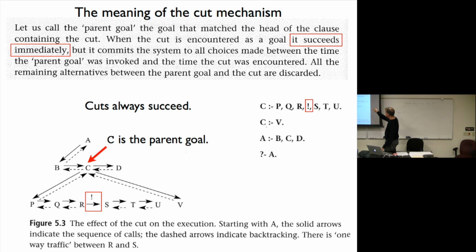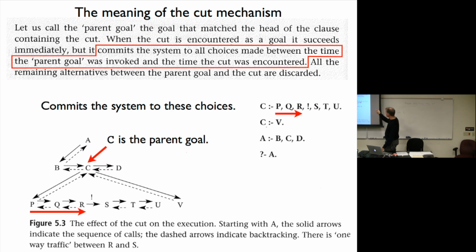When the cut is encountered as a goal, it succeeds immediately. So do you see right here in this box? Now remember, C is the parent goal. But what is this box? It succeeds immediately. But it commits the system to all choices made between the time the parent goal was invoked, that's the parent goal, right, and the time the cut was encountered. So that's this time right here. So it commits them to these choices. Are you with me? This is kind of hard to parse through all of this stuff, but this is what it actually means. Okay, and then what does it say?